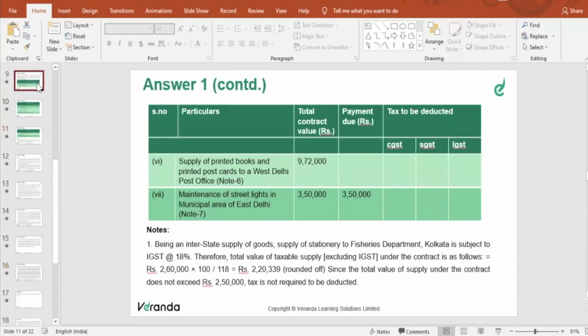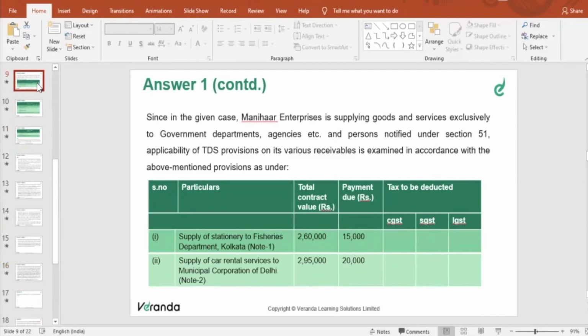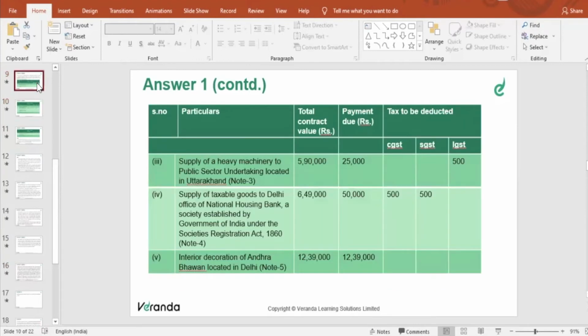So here, summing up your entire answer, for Manihar Enterprises during the month of October, for the various services it rendered, only on the services given to PSU and to NHB, which is exceeding 2,50,000 of taxable supplies, only TDS shall be deducted by the service recipient. In all other cases, either because it is exempted, or because of the proviso to the section, or because it is below the limit, no tax shall be deducted.